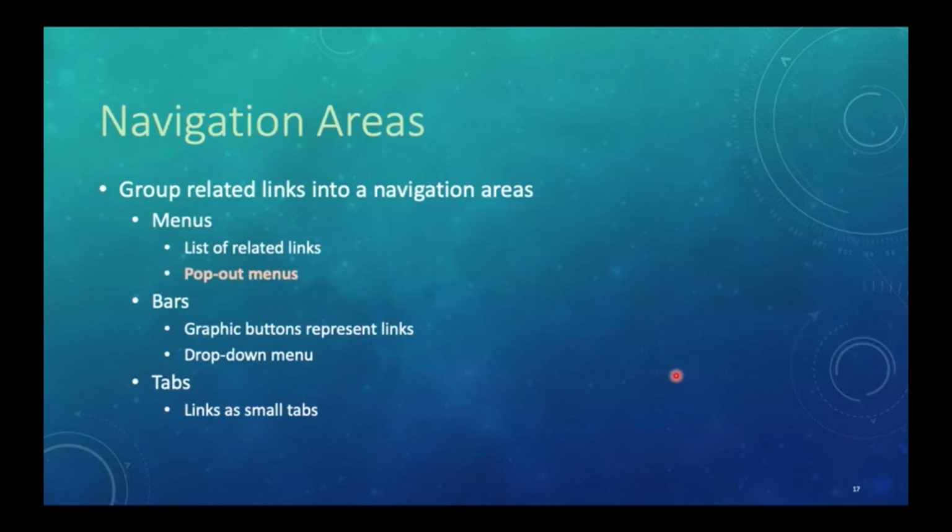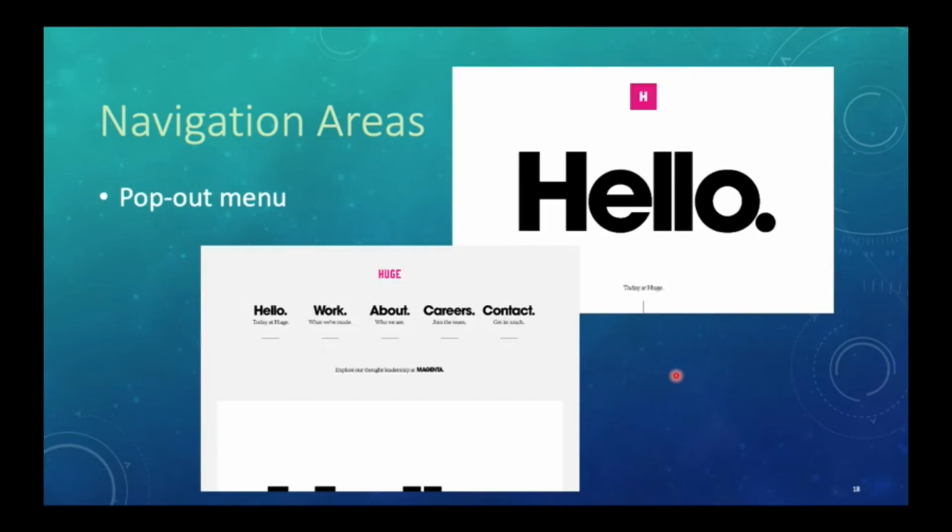There's different navigation areas, so menus. You can have a pop-out menu, which is very common, especially if you have a lot of information. Drop-down menus are really common, and tab menus. So let's take a look at all three of these. And so here's a pop-out menu. For the Hello website, when you roll over the H here, this whole area pops out. And so in this case, there's not that much information, but it was a choice that they made to keep the loading screen really simple.